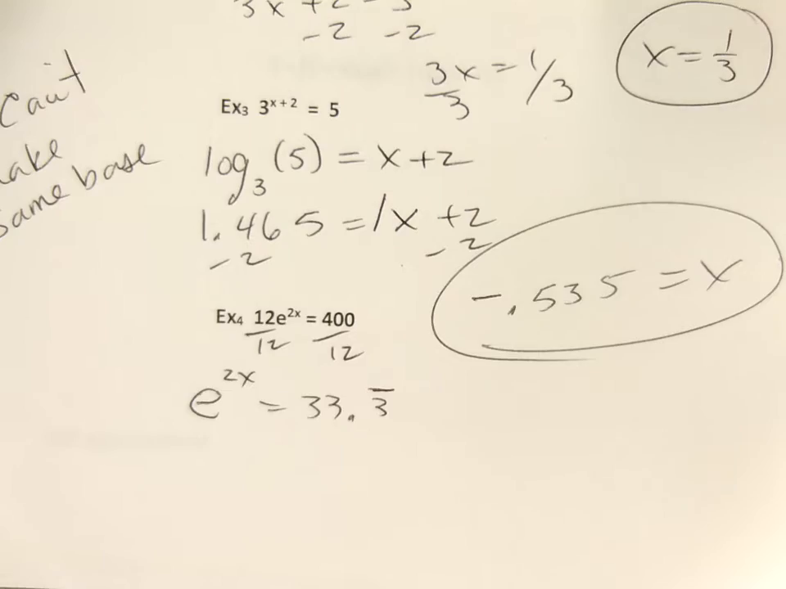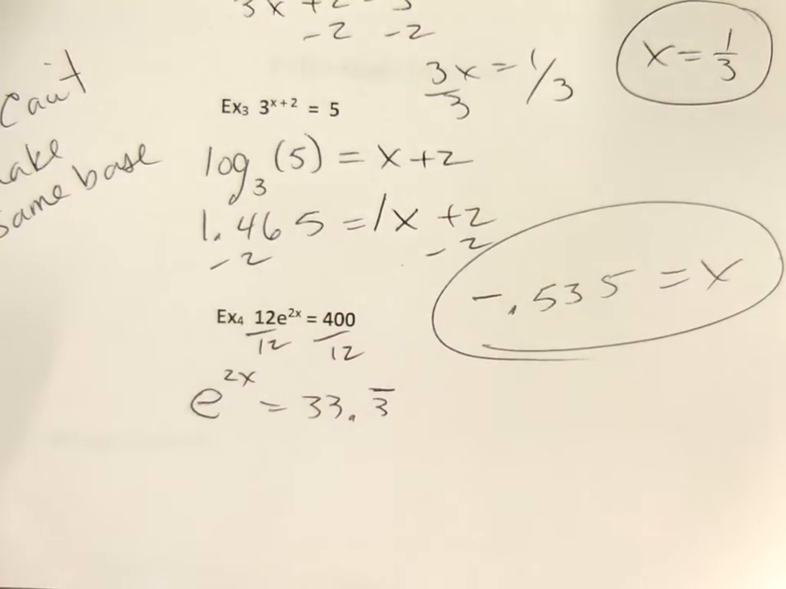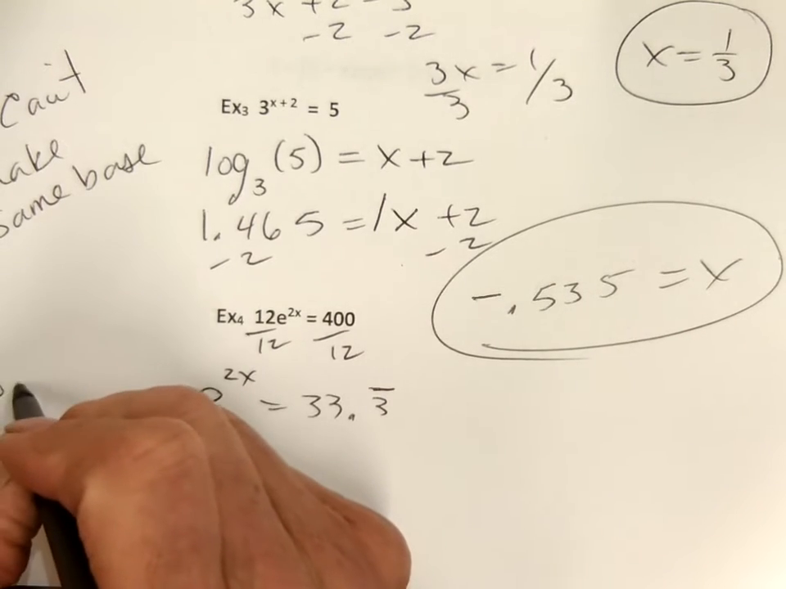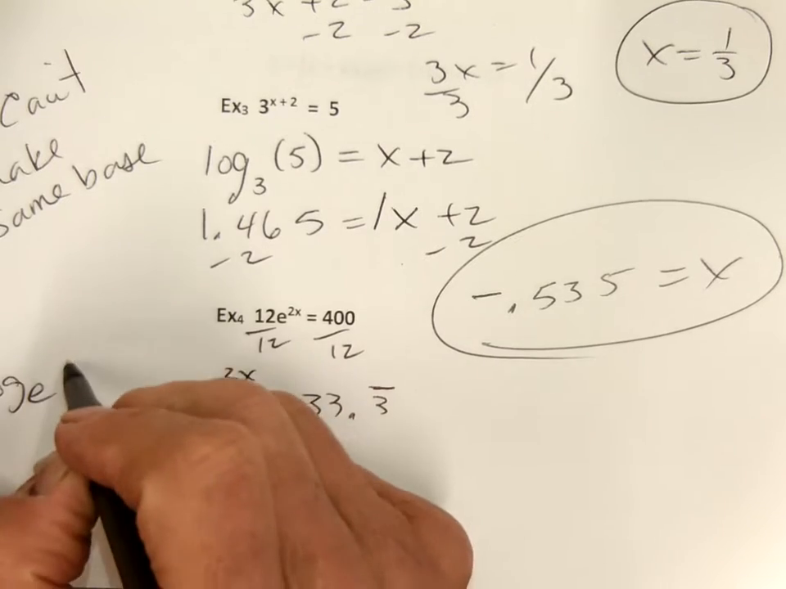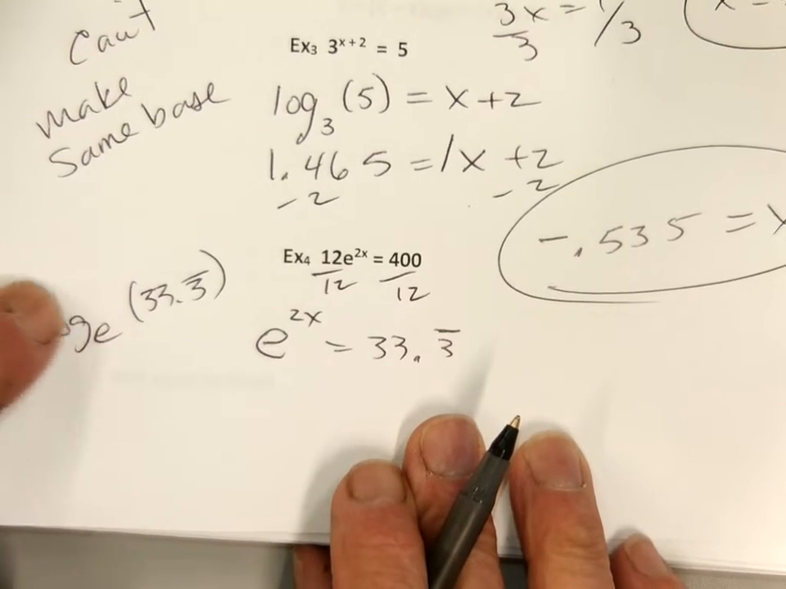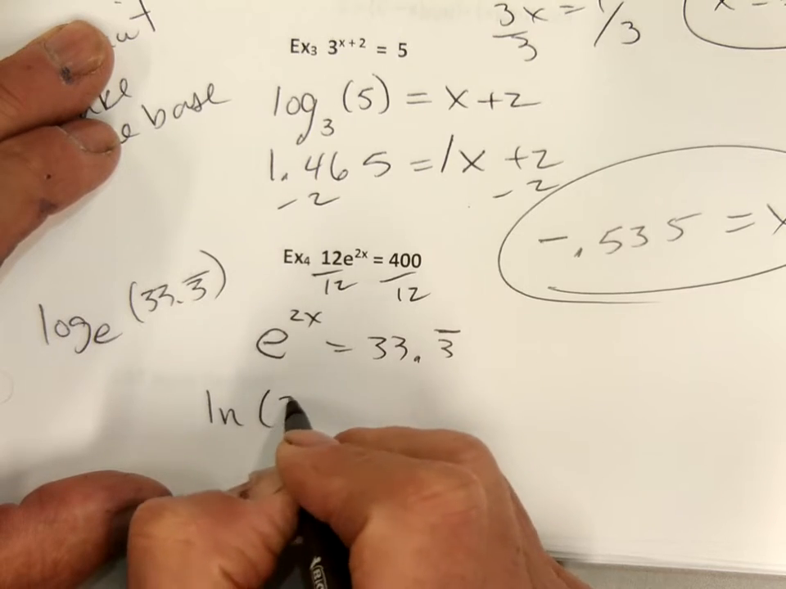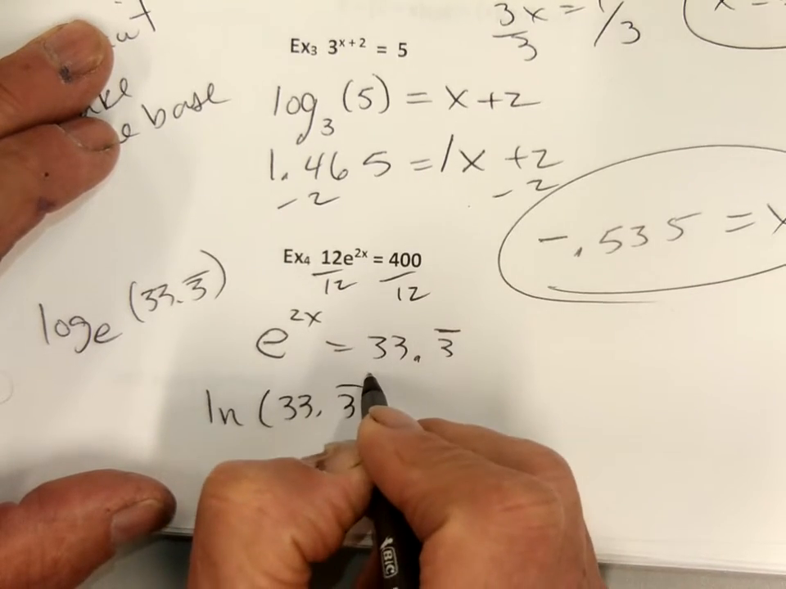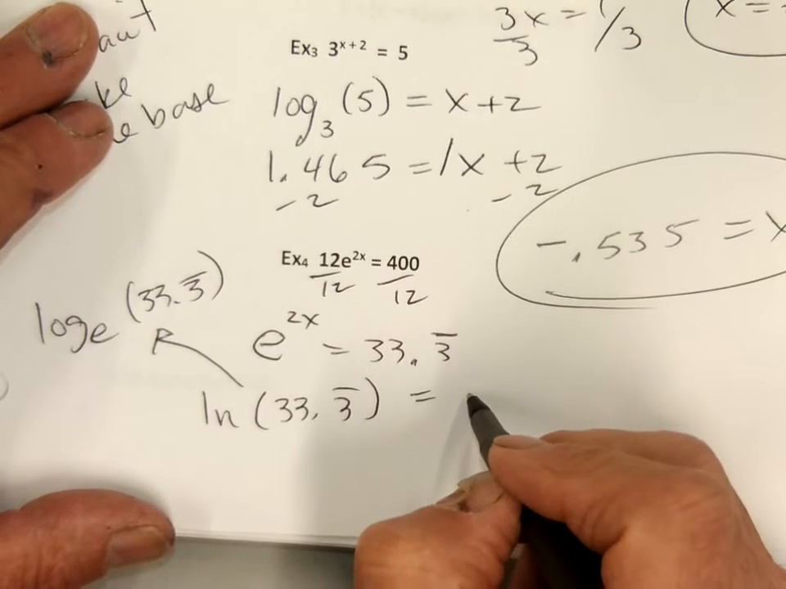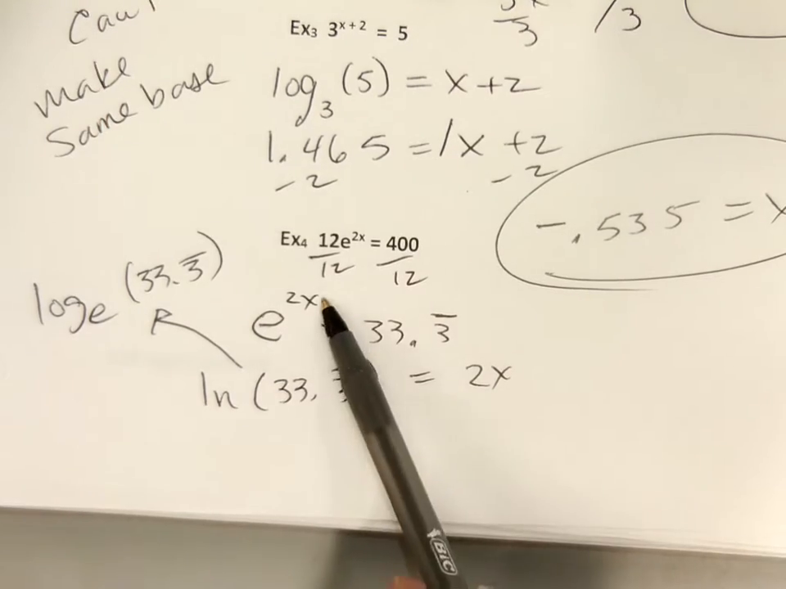Well, anytime you need to get the exponent out, you have to log it. You're going to have to use a logarithm. So what logarithm am I going to use? I'm going to use the natural log. I'm going to go log base e of 33.3, but I don't need a log base e because that's the natural log, isn't it? So I'm just going to go ln of 33.3 because that's the same thing. Equals 2x. Change it from exponential to log.